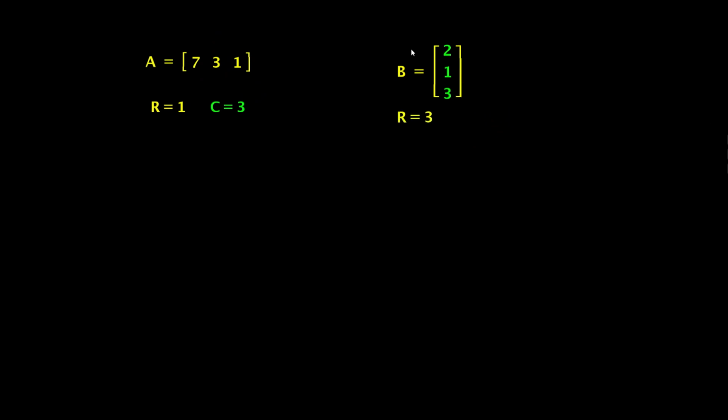Why is it a row 3? Is 1, 2, 3. 3 horizontal lines involved. That's why it's called row 3. And it's a column 1. Why? Because it's just simply one column. The multiplication part is very simple, but how the result is going to look, that's a little bit different.